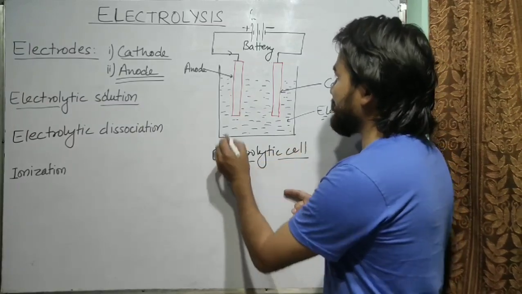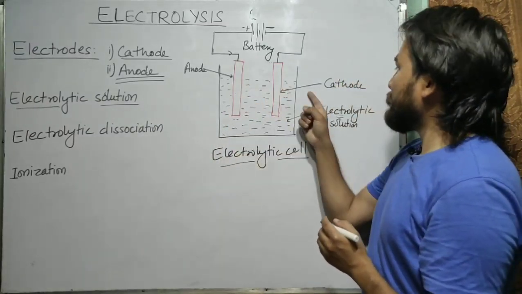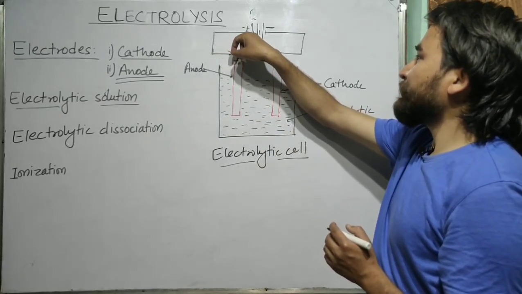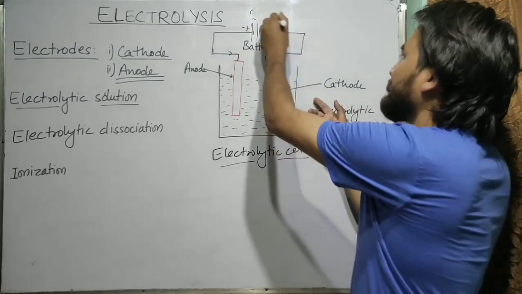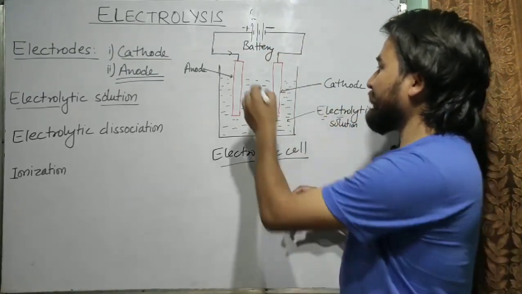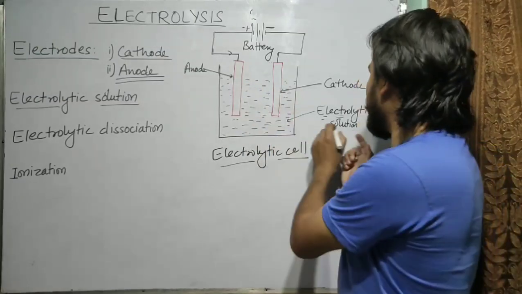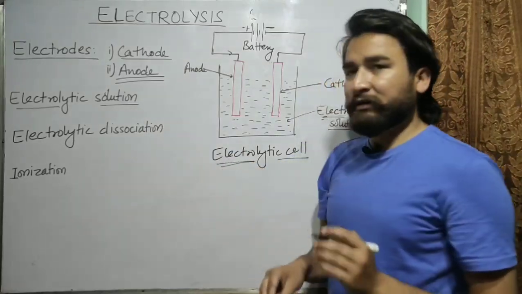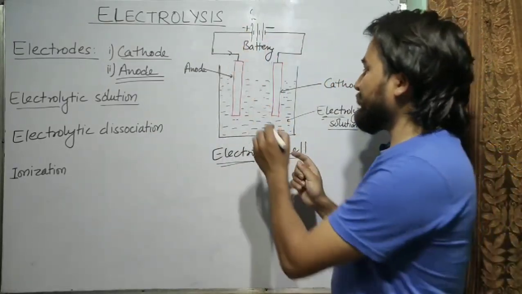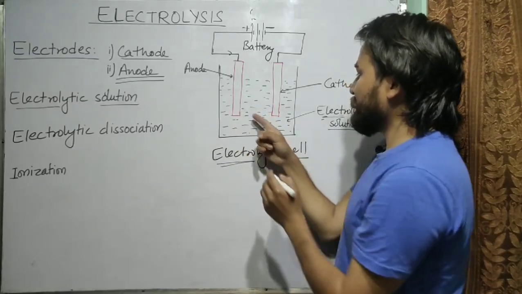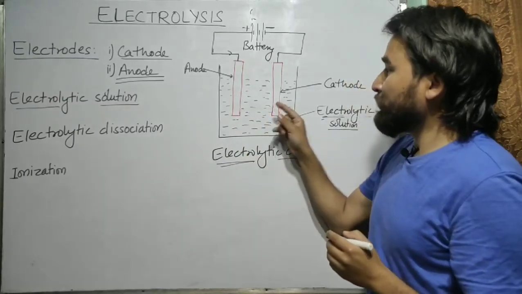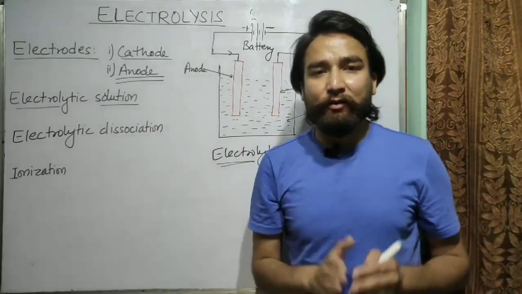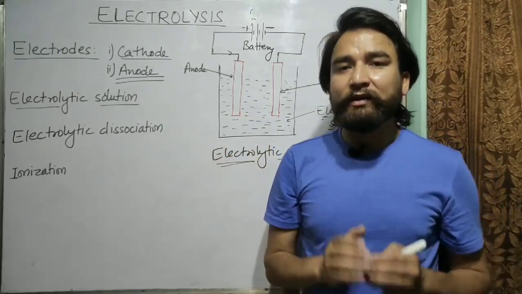So an electrolytic cell consists of two electrodes, that is cathode and anode. The anode is connected to the positive terminal of the battery, while the cathode is connected to the negative terminal of the battery, and both the electrodes are dipped in electrolytic solution. So this is our electrolytic cell. When the current is applied, the positive ions will move towards the cathode, while the negative ions in the electrolytic solution will move towards the anode. So this is the setup of the electrolytic cell.